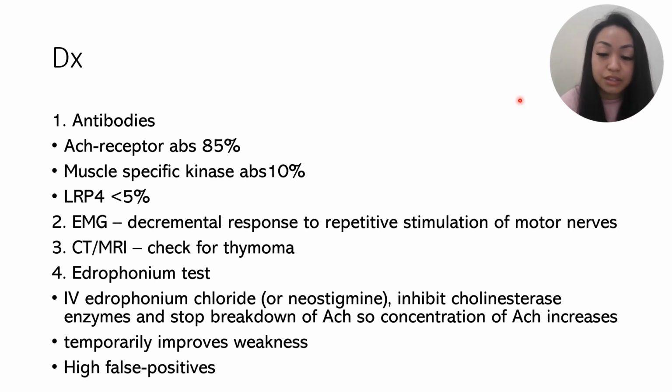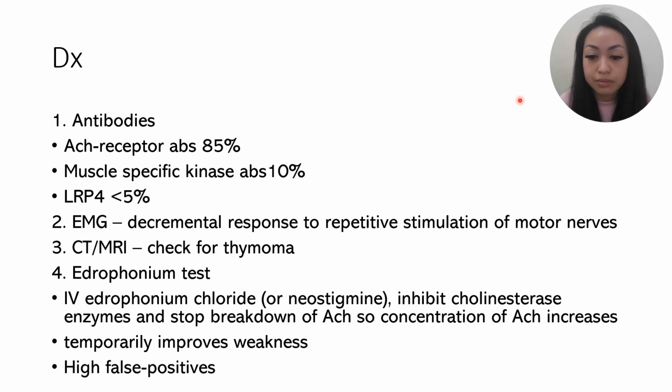So they may have antibodies against the muscle-specific kinase or LRP4. Remember that muscle-specific kinase and LRP4 are responsible for the assembly or the creation of the acetylcholine receptor proteins. So if we have autoantibodies against those, then we can't really produce a lot of acetylcholine receptors, leading to myasthenia gravis. So first, test for autoantibodies.